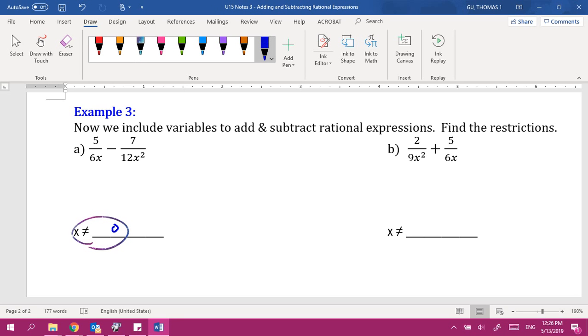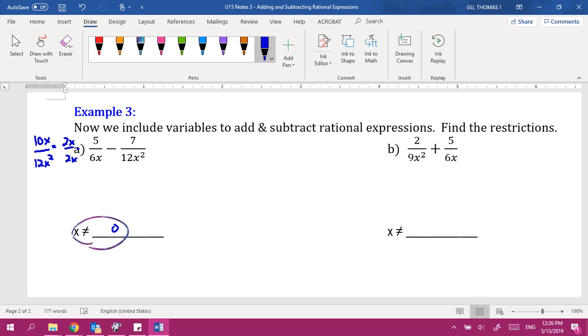All right, so now we're going to find the least common denominator. What is the least common denominator in A going to be with the variables? 12x squared, that's right. We already see that 7 over 12x squared, that's where we want it. But how can I make the 6x into 12x squared? Times 2x over 2x, right, which makes this what? 10x over 12x squared, that's right.